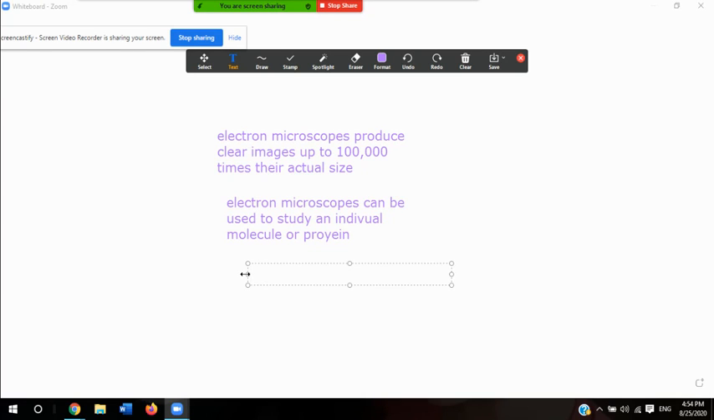And there are two types of electron microscope. We have the SEM, or the scanning electron microscope, and we have the TEM, which is the transmission electron microscope. Okay, and it's actually the TEM, or the transmission electron microscope, that makes a two-dimensional image. Okay, so types of electron microscope.